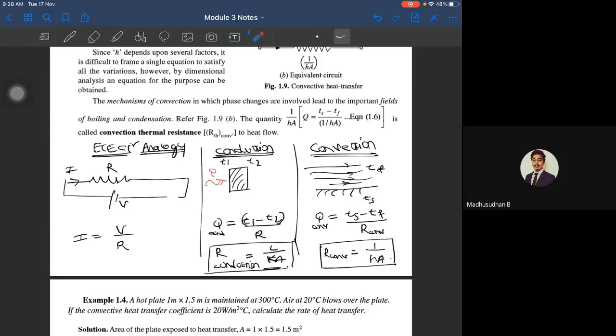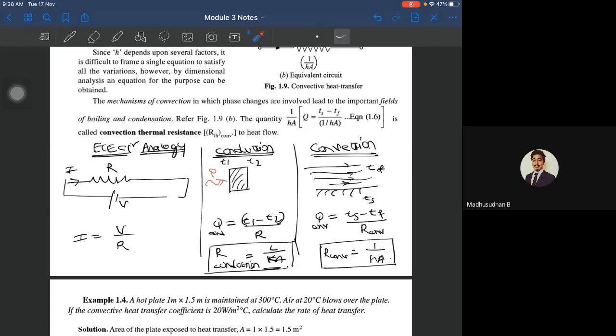The resistance to the current is known as R, which is measured in ohms, which I have written here. Here, the resistance is calculated as L divided by Ka, which is the resistance for the flow of heat, the obstruction of heat. Same case here: the resistance for convective heat transfer is given as 1 divided by hA.